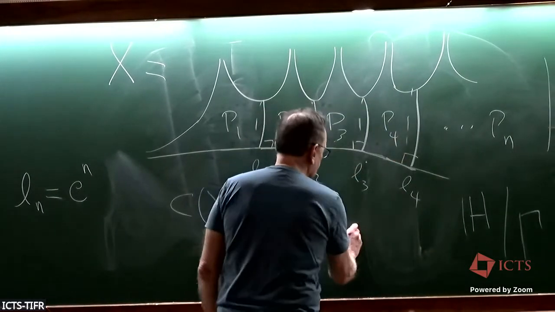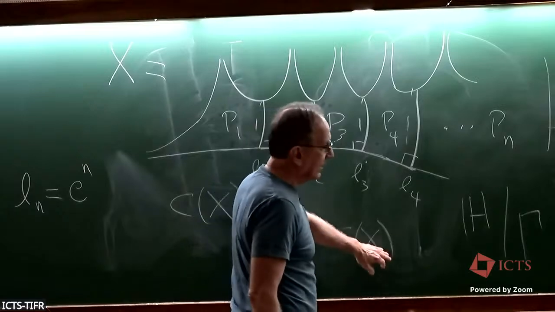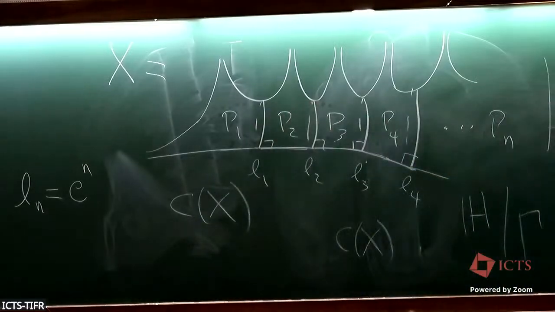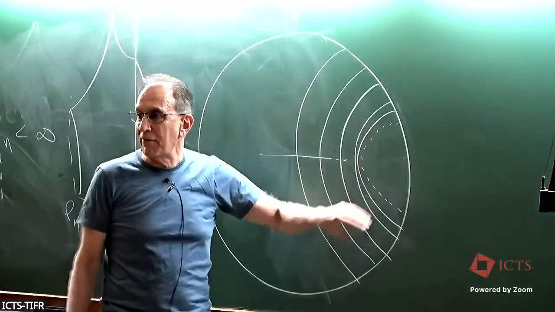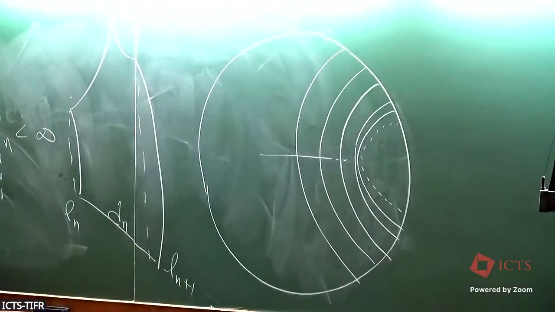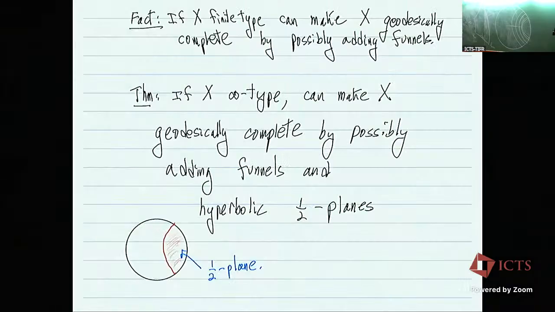and we had the convex core of X, and the boundary of the convex core contains this boundary of the half plane. And you have to attach this half plane to get something geodesically complete. So the full statement of the theorem is that if you have an infinite type hyperbolic surface and you look at the convex core of the hyperbolic surface, you might have to add, what's missing? Possibly funnels, just like in the finite type case, but possibly adding half planes also, like in this picture.